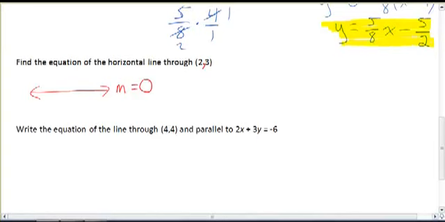If I were to just draw a really rudimentary graph here, if I've got the point 2, 3, let's say that's about right here, there's the point 2, 3, and I have a horizontal line going through that point. Again, I have no idea why lines show up and then disappear. Now you're going to have to use your imagination and pretend that line actually goes through that point. See, I can fix that. There we go. That was going to bother me. So here's a horizontal line that goes through the point 2, 3.